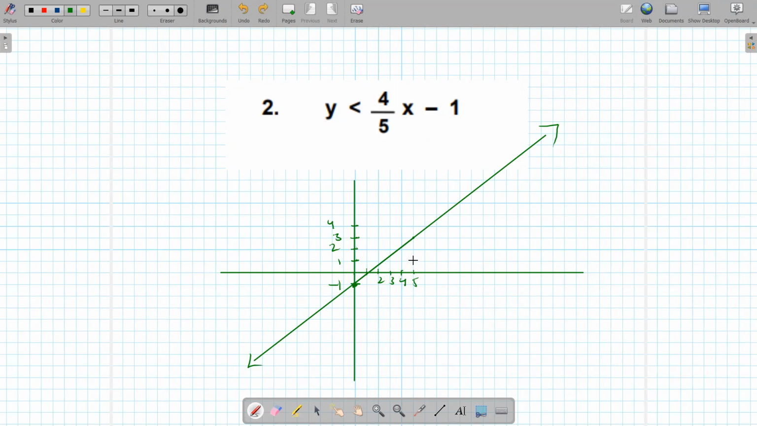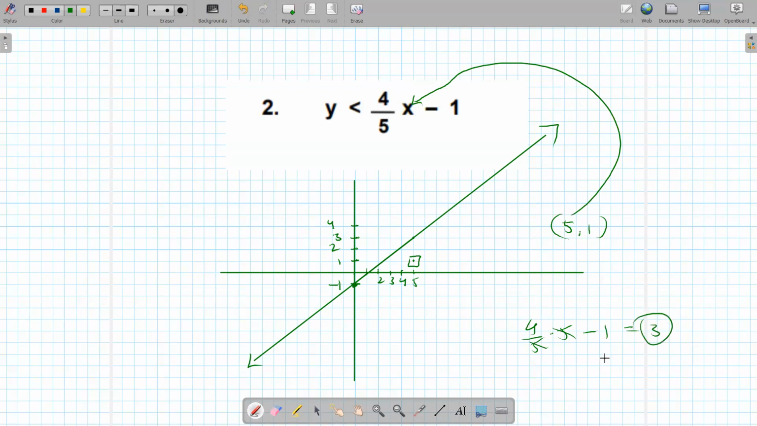Let's look at this point. What are the coordinates of that? 5, 1. If we plug x as 5 in here, what do we get? 4/5 times 5 minus 1, yeah? 5 and 5 cancel out, you'd get a 3. Okay, so does that tell you which way to go, up or down?